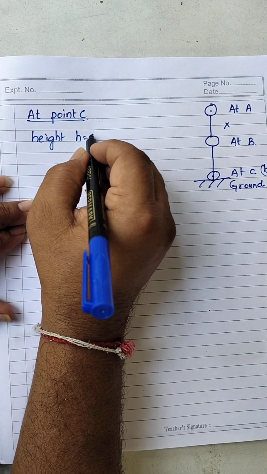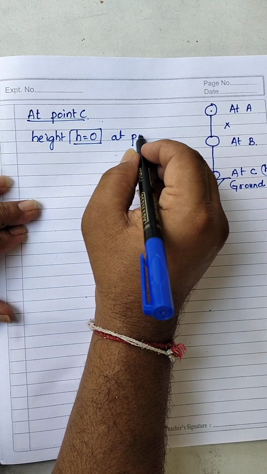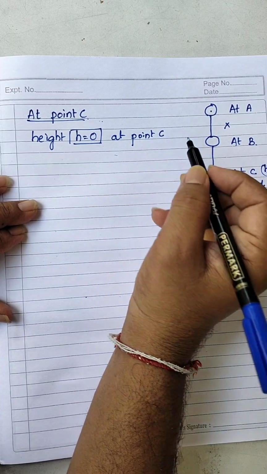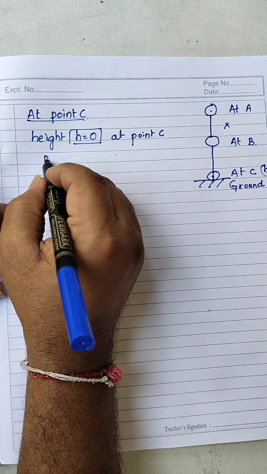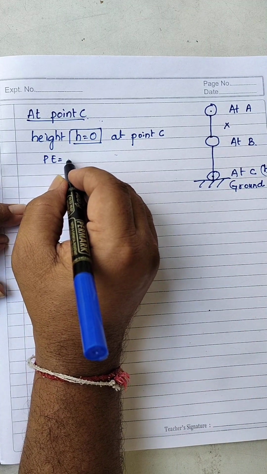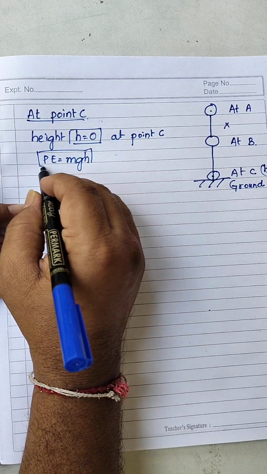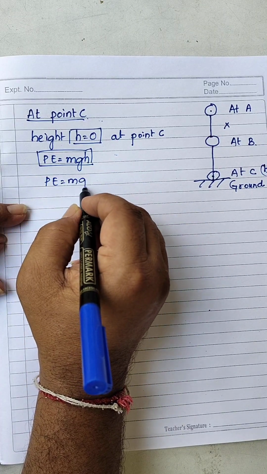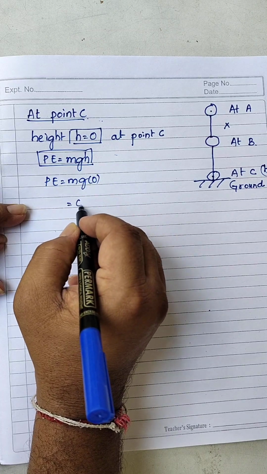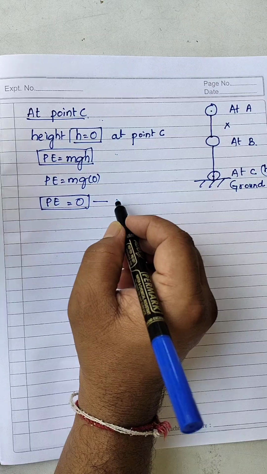h is equal to 0 at point C. You know why? It reached already ground. So now in the potential energy formula mgh, I want to substitute the h value. Potential energy is equal to mg into 0, that will become 0. Potential energy is equal to 0. This is equation number 5.